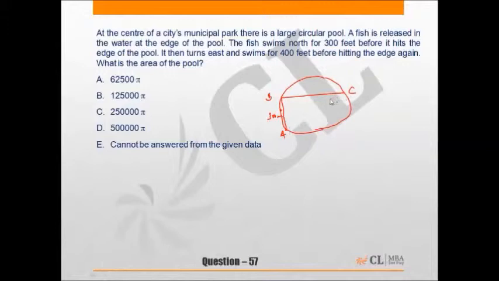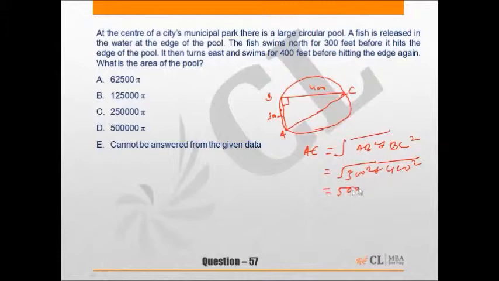Say the point where the fish hits the edge after swimming 400 feet in the east direction. Therefore angle B is 90 degrees, and when we join AC we'll get the diameter of the circle, and from here AC will be square root of AB square plus BC square. This is 300 square plus 400 square, and square root of this. So AC comes out to be 500 feet.